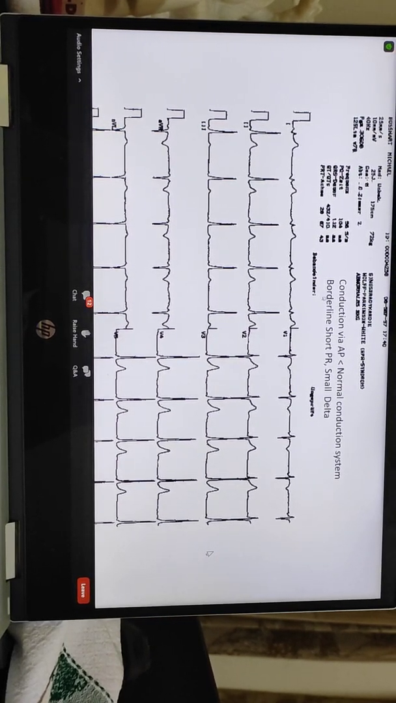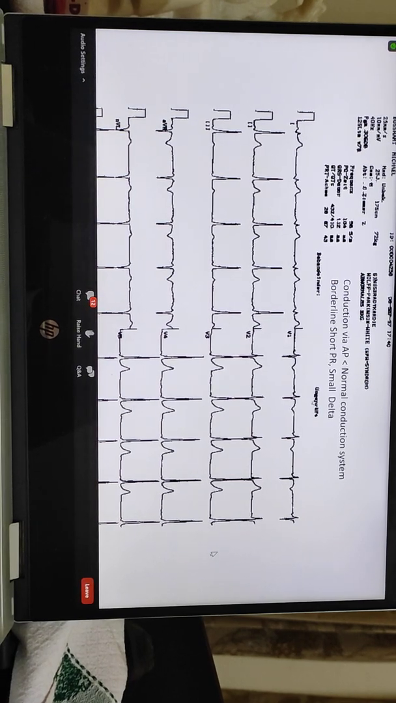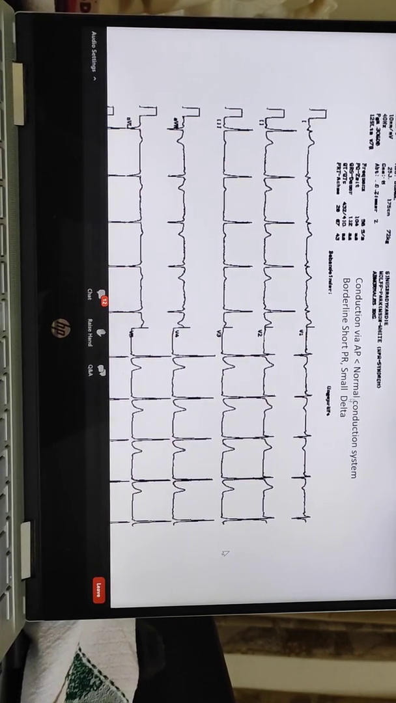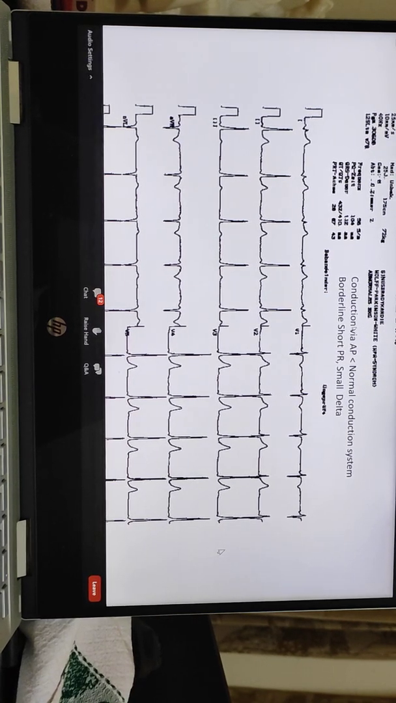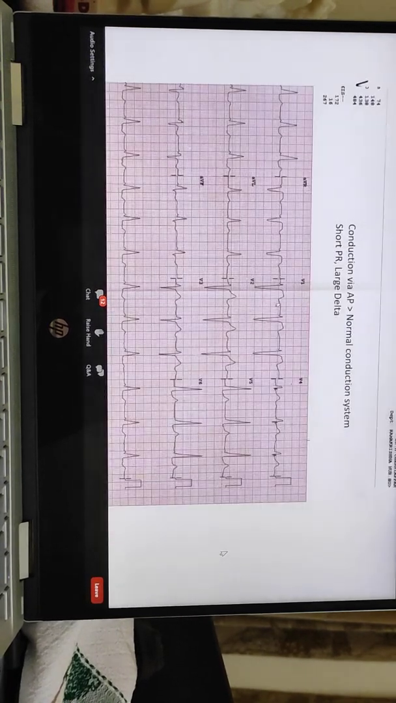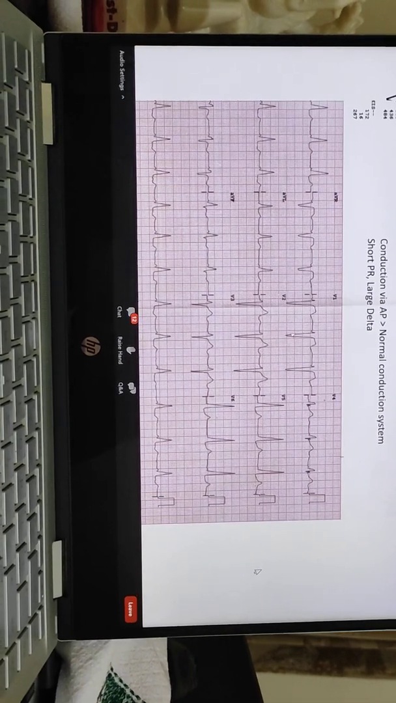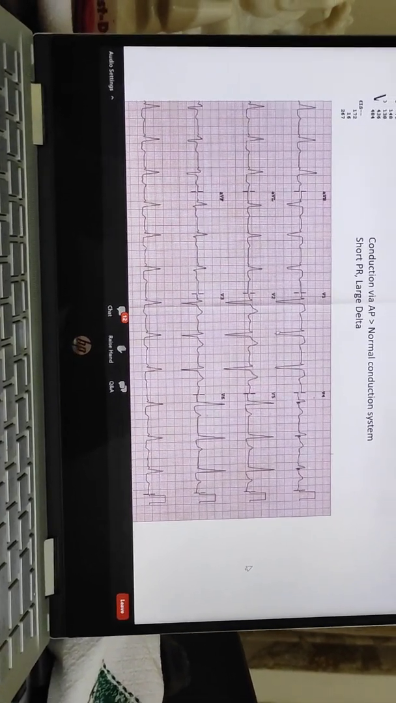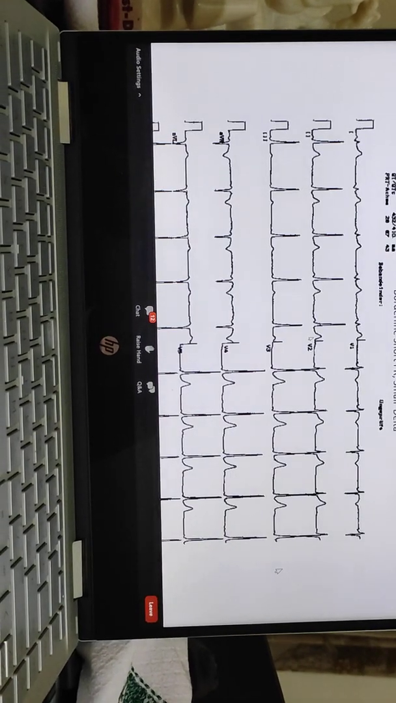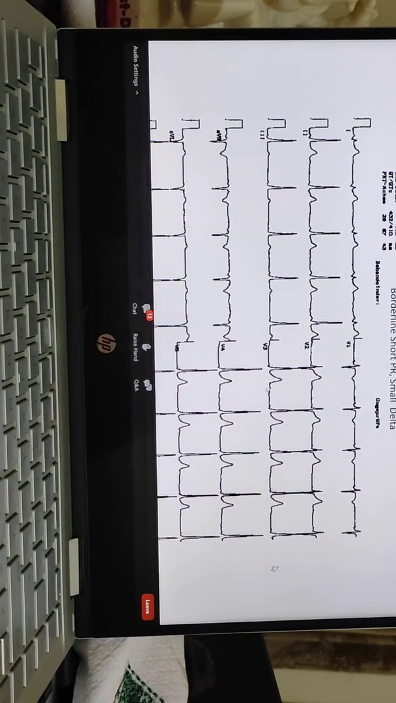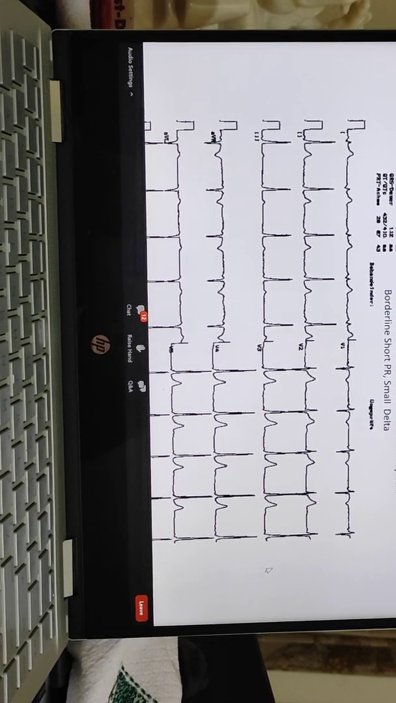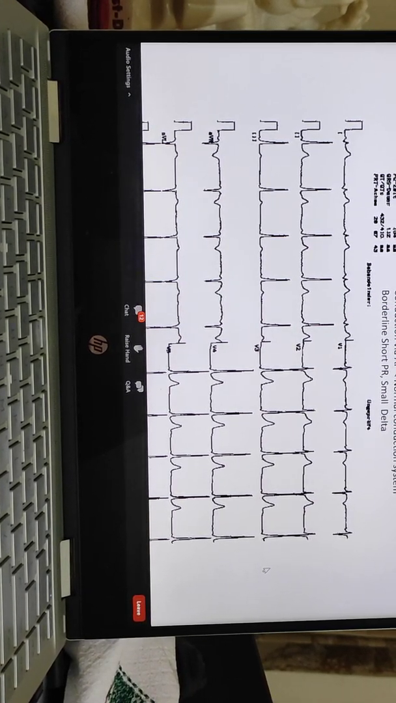So whenever you have a borderline short PR and a small delta wave, it means the conduction front through the normal conduction system is more than the conduction through the accessory pathway. Whenever you have a very short PR and a large delta wave, it tells you the accessory pathway conduction front is more than the normal conduction system. So in this way, from the ECG itself, we know when two pathways are conducting, which pathway is conducting more and which pathway is conducting less.